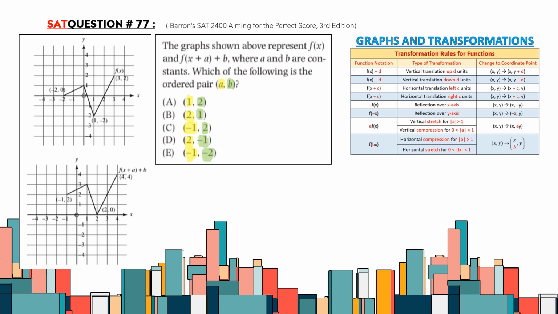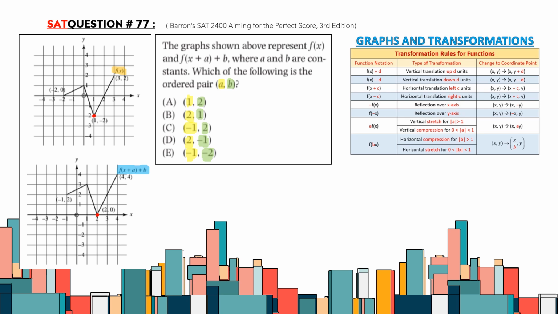And we see that f of x is given. The graph looks like that. And then f of x plus a plus b looks like that, right? So how do we work on this one fast? You see that this pointed part is 1 comma negative 2, and then that part is moving up here, that is 2 comma 0.